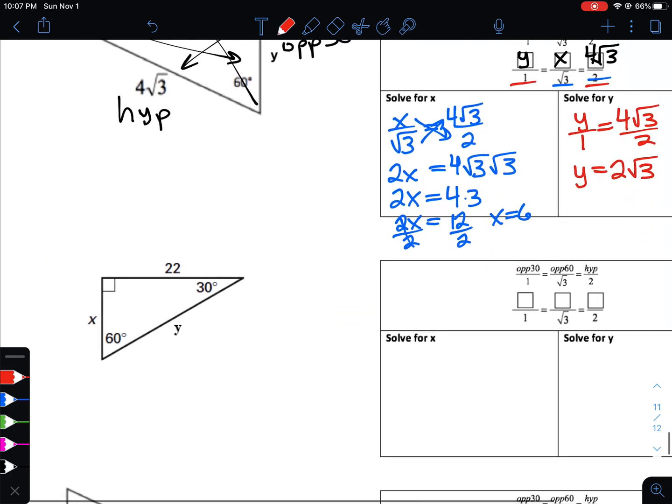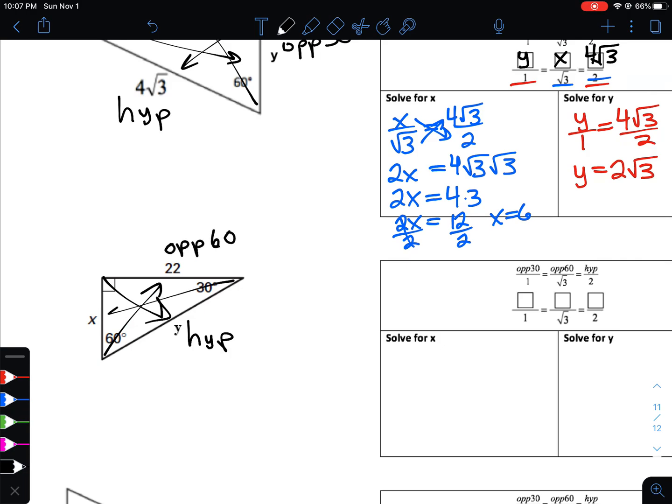All right, 2 more left to go. So notice that this time we don't have the hypotenuse or the short leg, but we actually have the longer leg, so the side opposite the 60. So our hypotenuse is going to be y, opposite the 60 is going to be 22, and opposite the 30 is going to be x. So opposite the 30, we'll have x over 1. Opposite the 60, we'll have 22 over the square root of 3. And our hypotenuse is y.